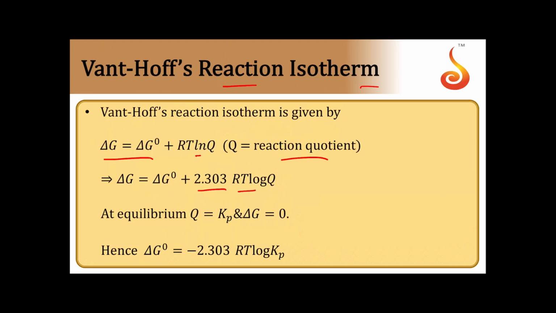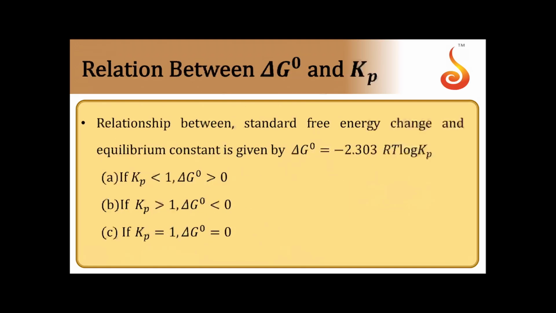If we take an equilibrium state here, delta G will be 0. At the equilibrium state, delta G remains 0, and Q becomes equal to K. So if Q is equal to K or Kp, and delta G becomes 0, we are at the equilibrium state. Then delta G naught becomes equal to minus 2.303 RT log Kp. This formula can be used to find the equilibrium constant, provided the standard delta G naught value is given to us.